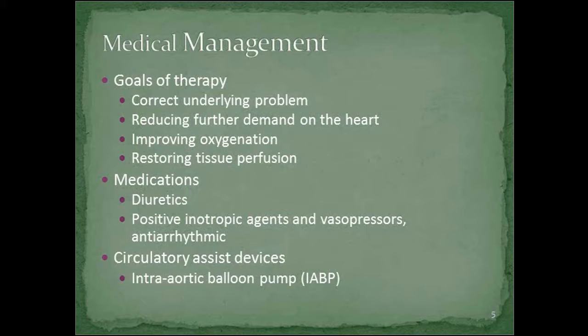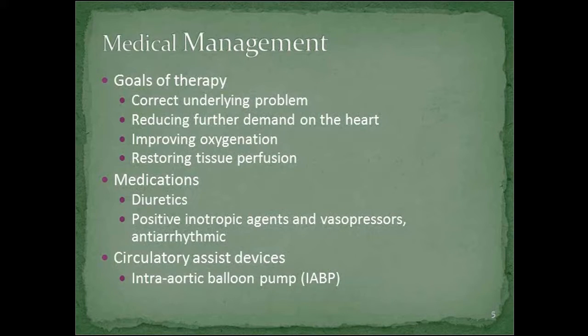So our goals of therapy are arranged in order of priority, beginning with let's improve oxygenation, let's reduce the demand on the heart, then we can work on restoring tissue perfusion and correcting that underlying problem. Okay? We have to limit muscle damage, preserve the healthy tissue, improve contractility, reduce afterload. Time is muscle. We need to help the heart work smarter, not harder.